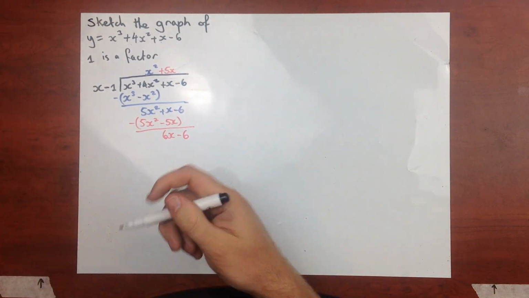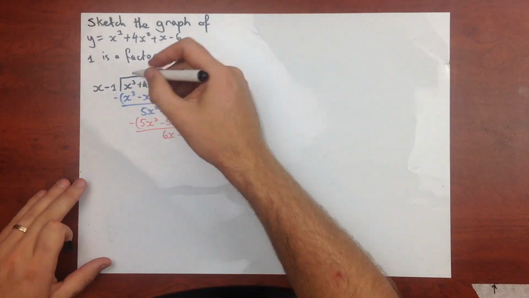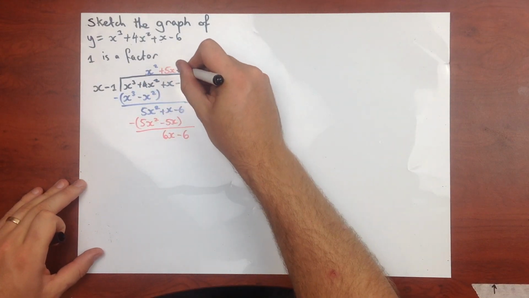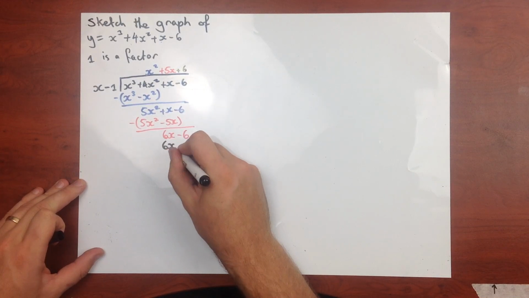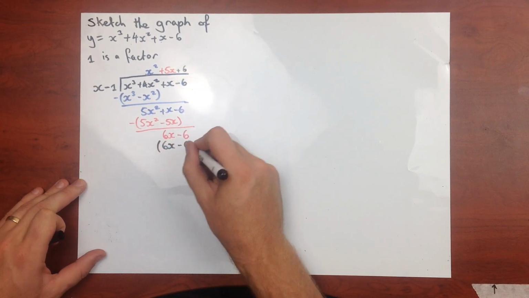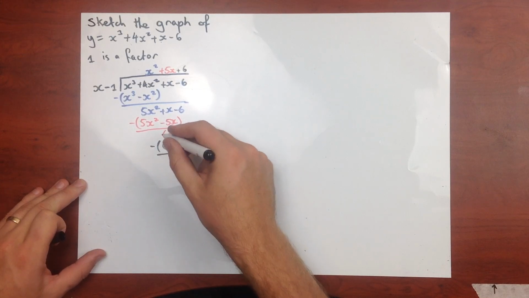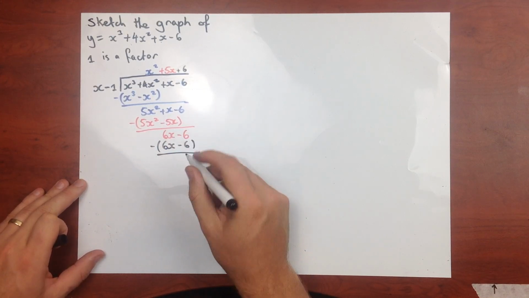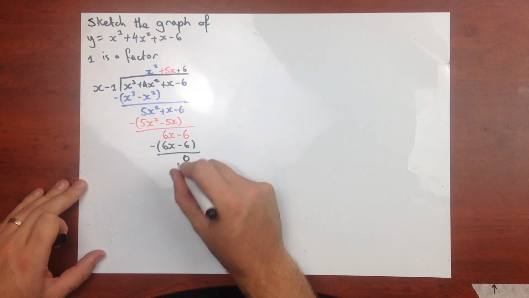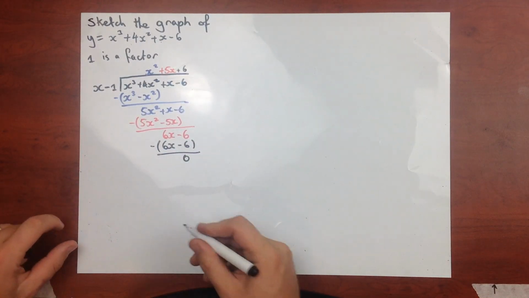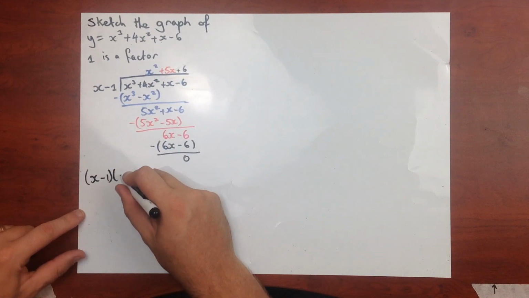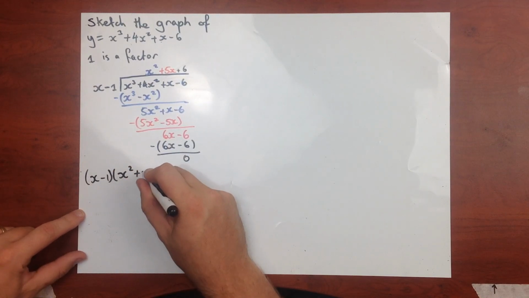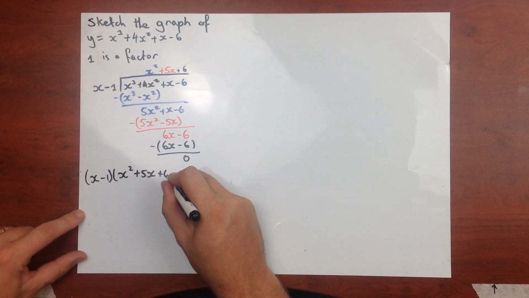We're almost there, so now we go 6x divided by x will leave us with 6. Then multiply back through. We'll go 6x minus 6, bracket, bracket, take away line underneath. 6x take 6 take 6x take 6 here is of course 0, which is what we needed. So we're partway there. If you like, we now have our factor of x take 1, then we'll go x squared plus 5x plus 6.